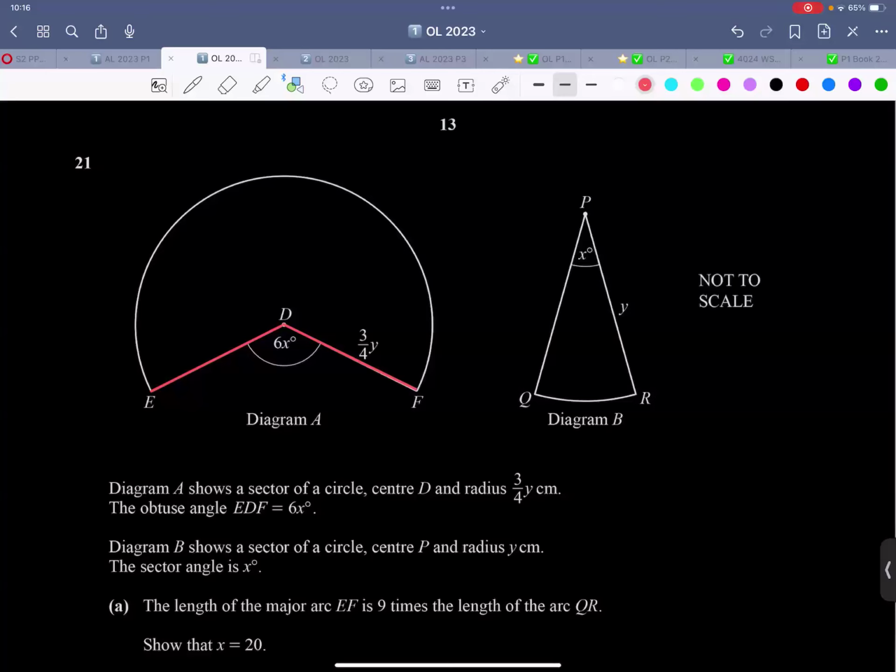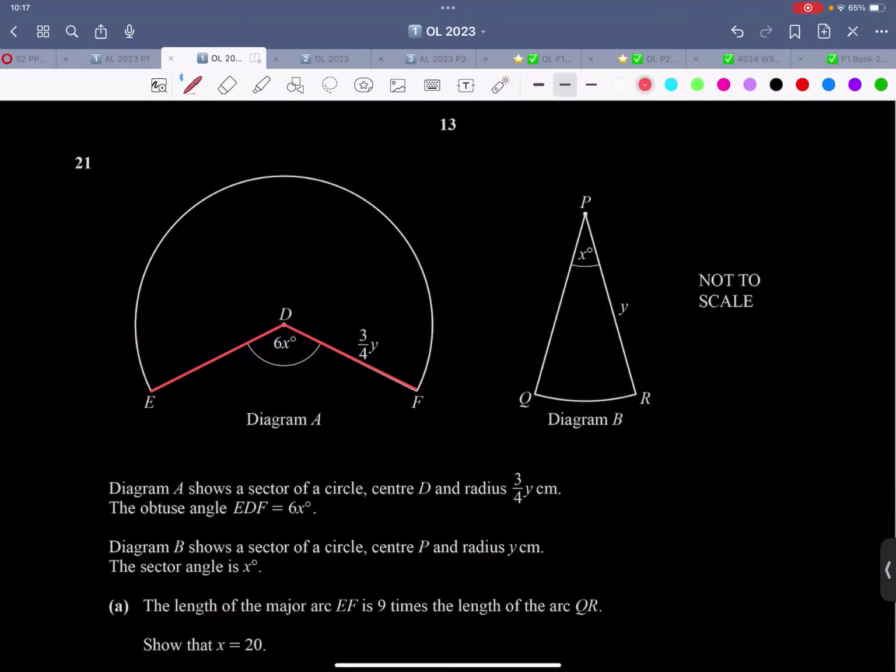Let me read further. Now it says diagram B shows a sector of a circle, center P, radius y. The sector angle is x. Now over here, they did not write the sector angle. They simply wrote that this is an obtuse angle. The length of the major arc EF is 9 times the length of the arc QR. So now it's talking about the major arc.